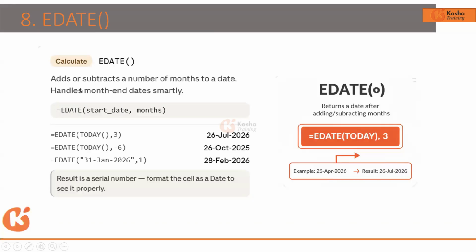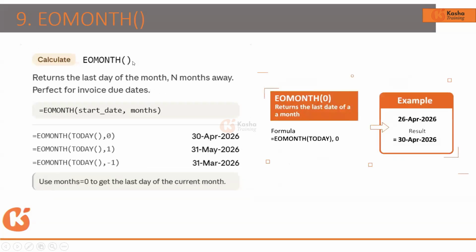Then you have EDATE. It adds or subtracts a number of months to a date. For example, you can see start date and months. You have today, and you have given this 3. So what it is doing is adding 3 months to this. Then you have today and you have given -6, so it will subtract 6 months from today's date. Here is a date and 1, so it is adding 1 month. So like this, you can use your EDATE.